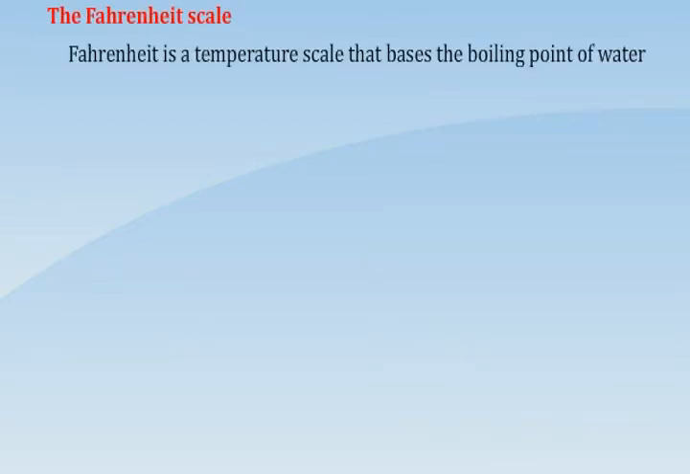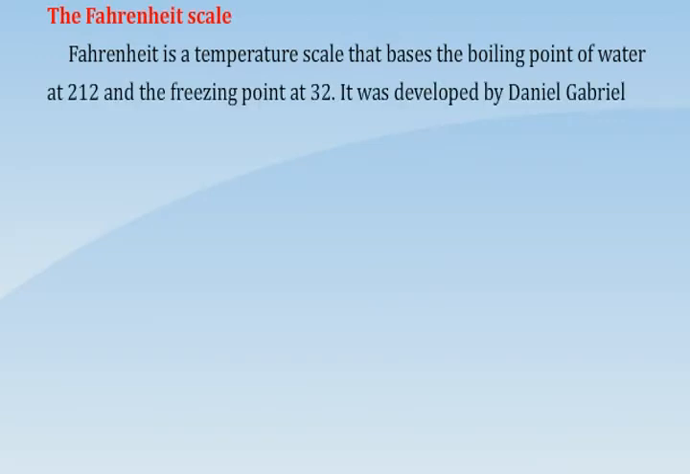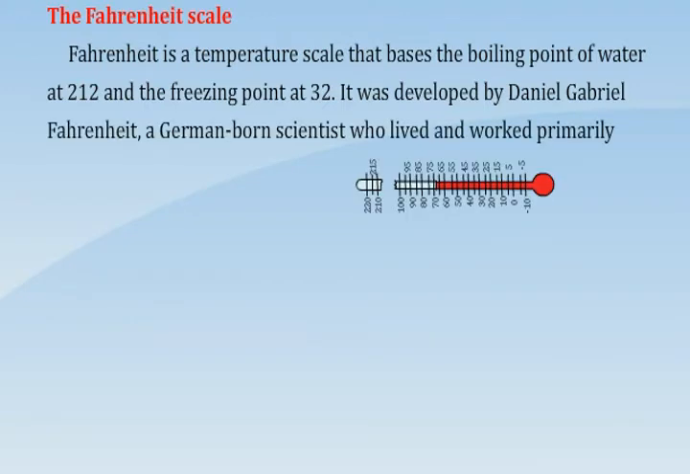The Fahrenheit scale. Fahrenheit is a temperature scale that bases the boiling point of water at 212 and the freezing point at 32. It was developed by Daniel Gabriel Fahrenheit, a German-born scientist who lived and worked primarily in the Netherlands.